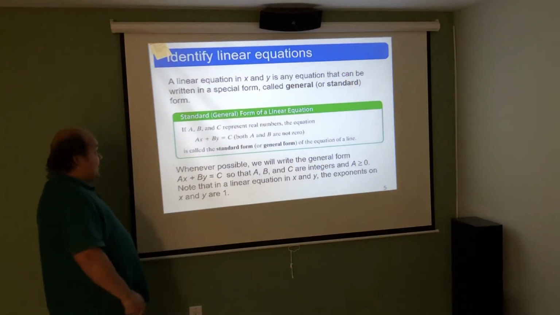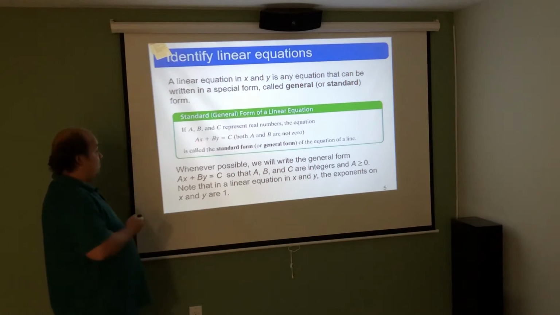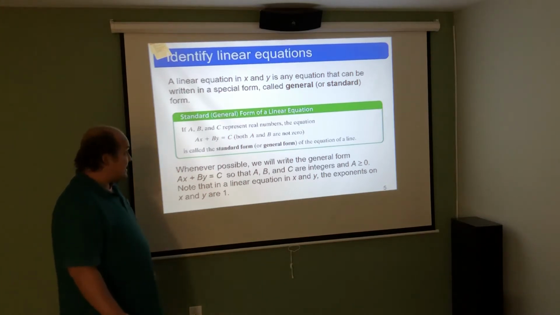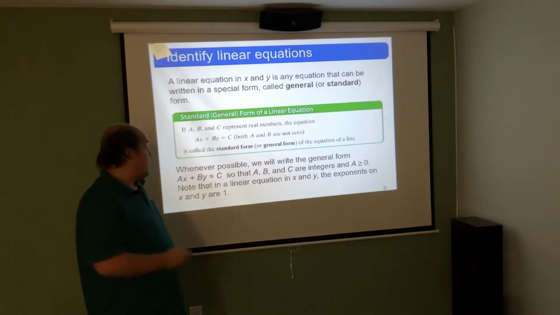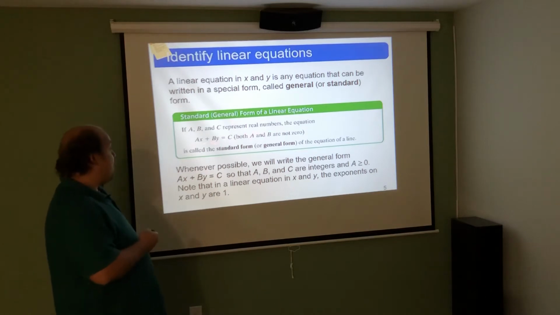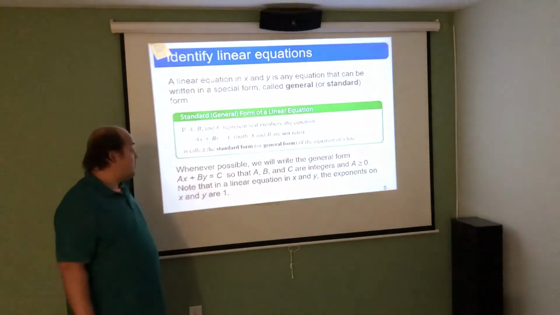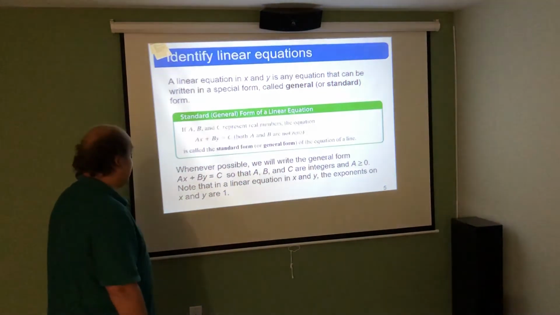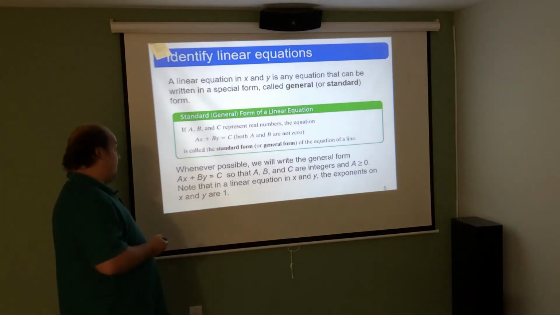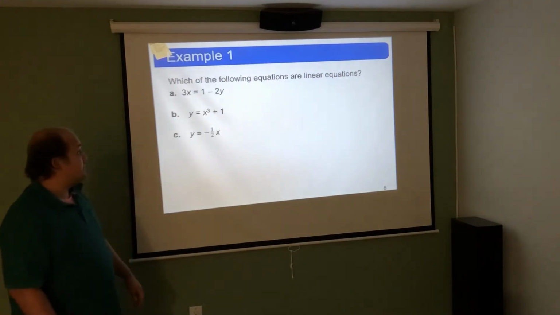Any equation that's linear can be written in general form, which is ax plus by equals c, where c could be 0 if it wanted to be. A and b can't both be 0 at the same time, but one could be 0, and I could still have a linear equation. This is called the general form of a line. Note that in a linear equation, the exponents on x and y are 1.